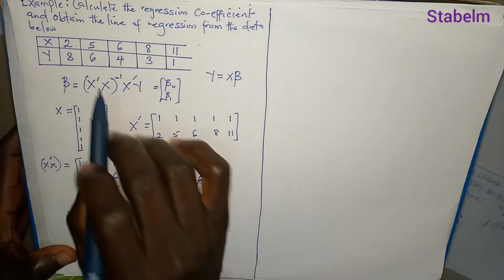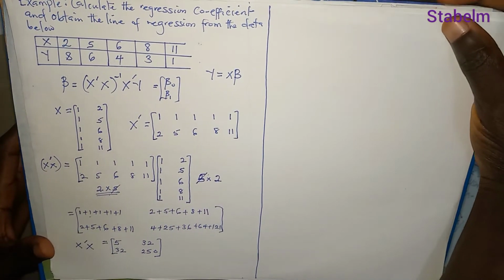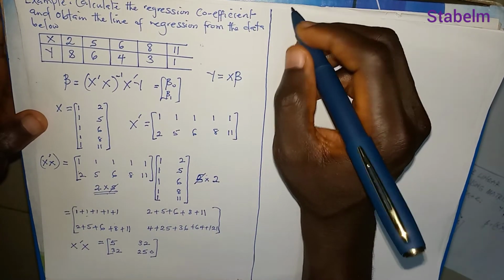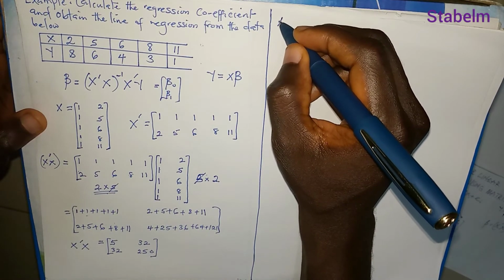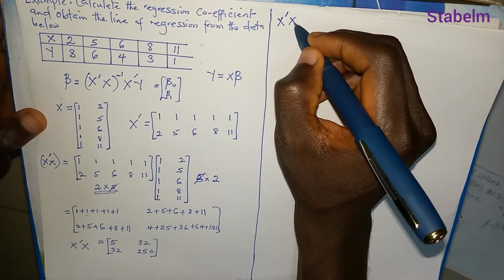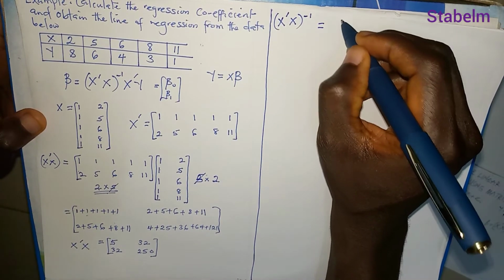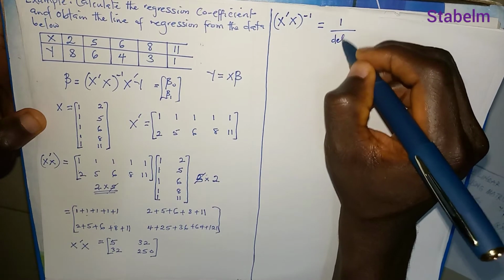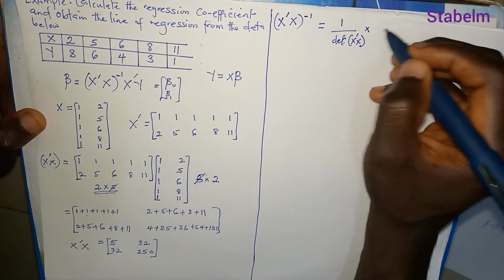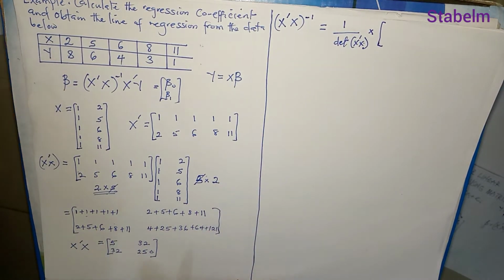Alright, so we are through with this x prime x. Now later we're going to find the inverse of x prime x. We need the inverse of x prime x. Now I'll say x prime x inverse is going to be 1 over the determinant of x prime x, multiplied by the adjugate of x prime x. The value of our x prime x here is this, isn't it?